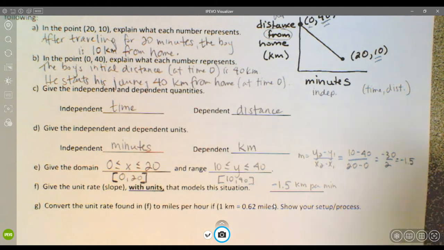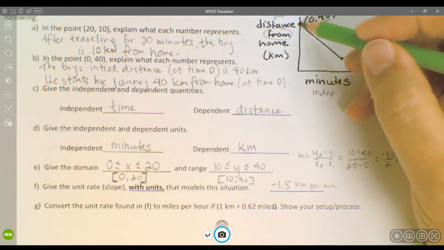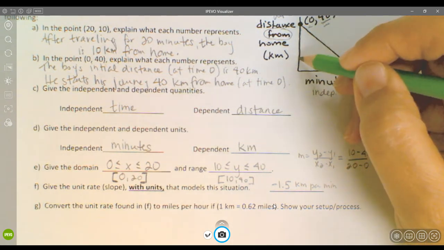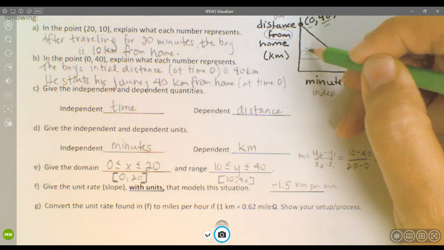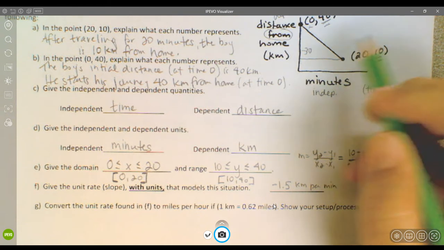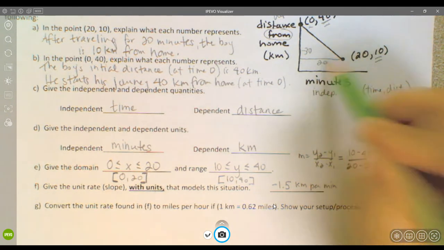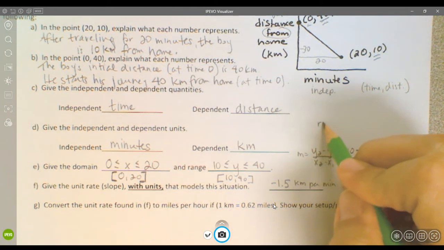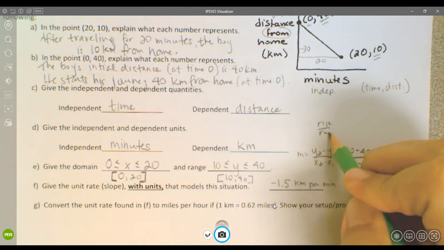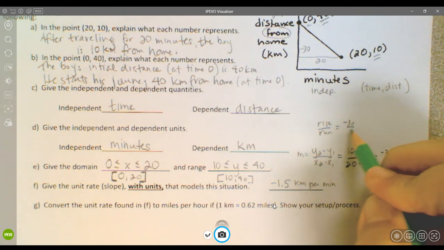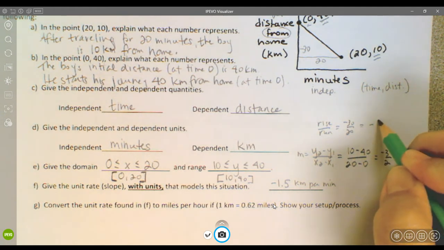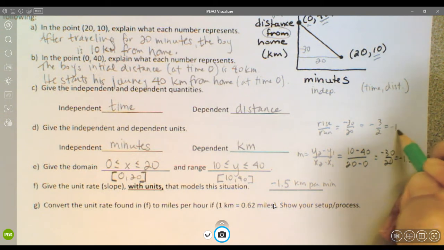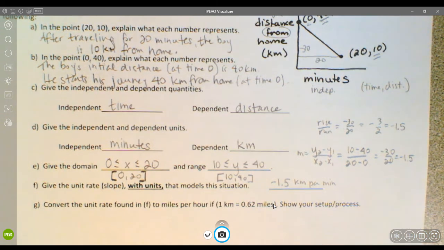Some of you will want to see the rise and run, so let's do that. From this point to this point, we're going to go down from 40 to 10. So we go down 30. Then we're going to go to the right from 0 to 20, which means we go to the right 20. And when we look at our rise over our run, negative 30 divided by 20 is negative 3/2, which is negative 1.5. Okay, I get the same answer. I feel good.